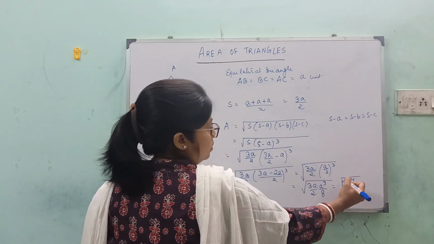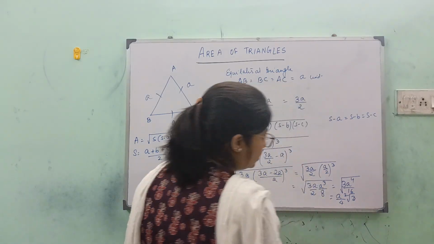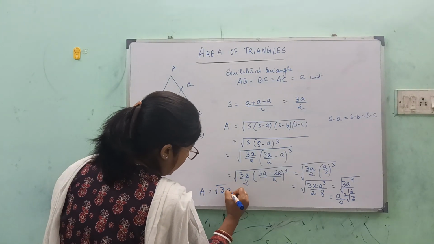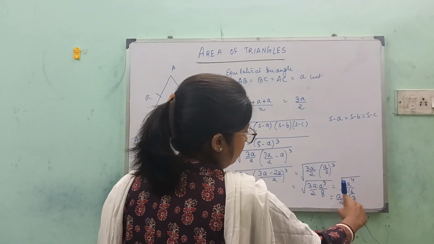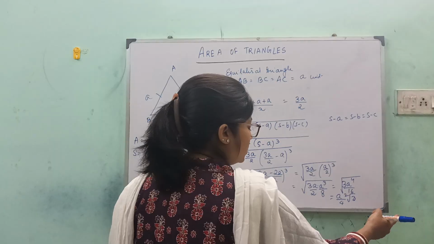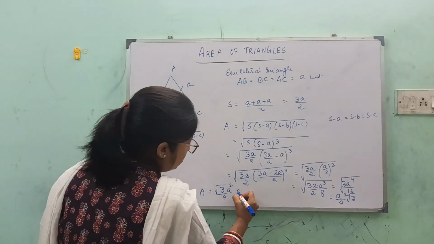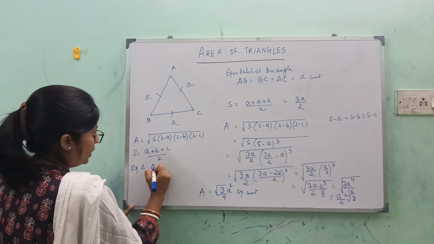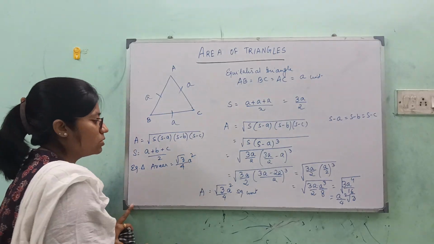So now taking this out of the root, what do we get? A square by 4 into root 3. So your formula becomes root 3 into A square by 4. A to the power 4 comes out of the root sign; when you take the square root of this, it becomes A square. The square root of 16 is 4, and the square root of 3, because it's an irrational number, we are keeping as it is. So root 3 by 4 A square, this much square units. So for an equilateral triangle, the area is equal to root 3 by 4 A square.